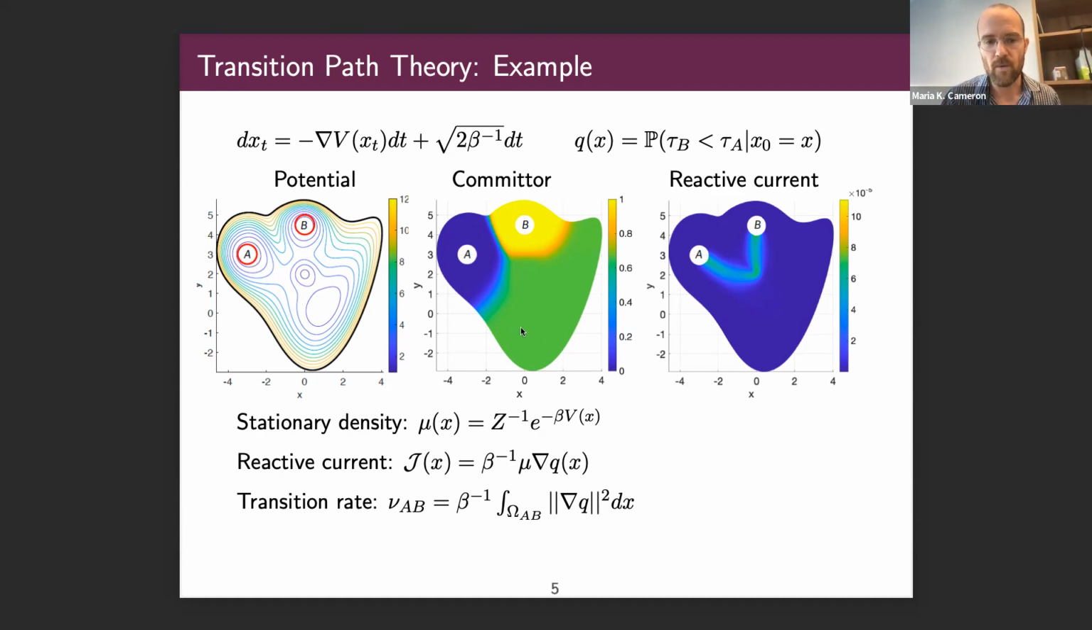And then you have this region here where the potential is more flat. And it turns out this reactive current, which in this simpler case for the dynamics is essentially the gradient of the committor, weighted by the stationary density. The magnitude of that vector field shows us where the likely trajectories are when they escape from A to B. And the transition rate is a Dirichlet form here on the part of the domain between A and B.